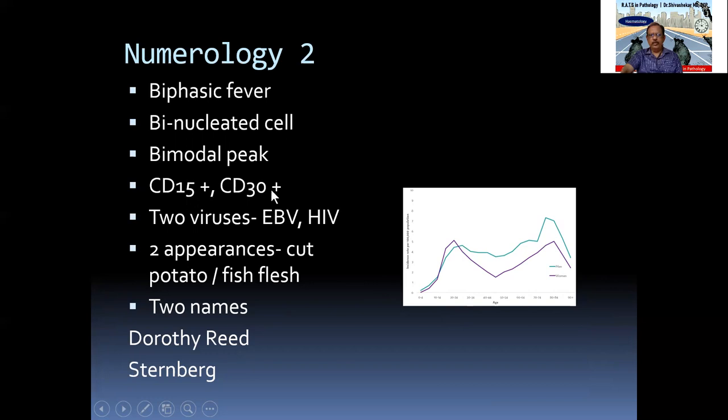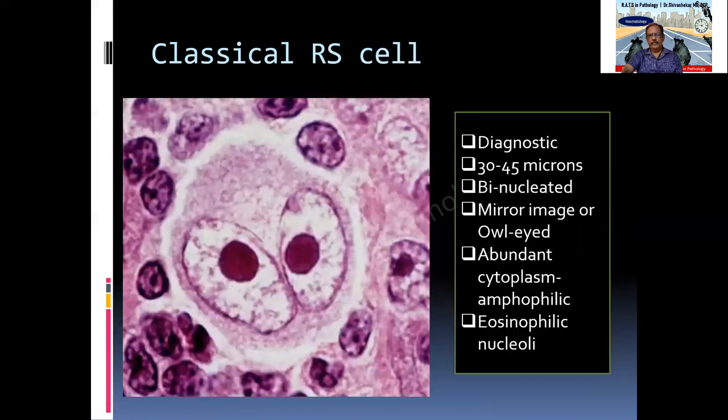And there are two classical markers, 15 and 30. 15 into 2 is supposed to be 30. 45 is also there, but this we will remember for the time being. Two viruses, Epstein-Barr virus and HIV. Two appearances, cut potato appearance, fish flesh appearance. And two names, Dorothy Reed and Sternberg, in addition to Hodgkin. So this is very simple. Hope you people will be able to learn by heart, remember, and reproduce.